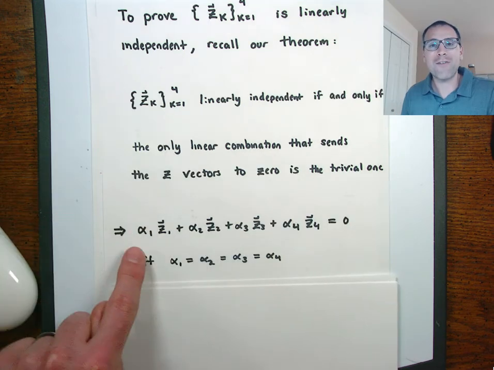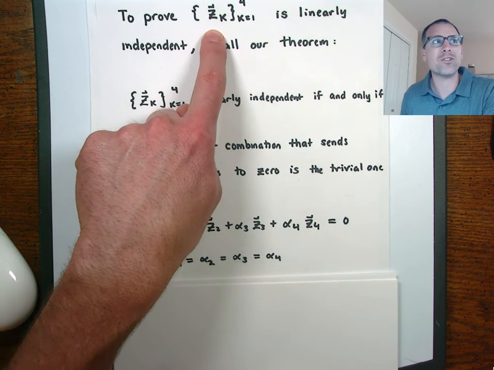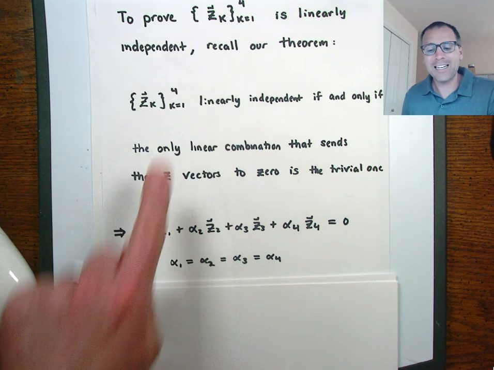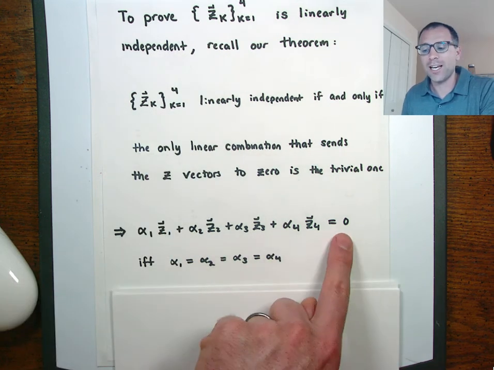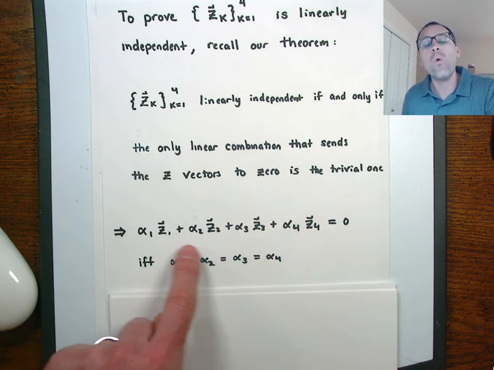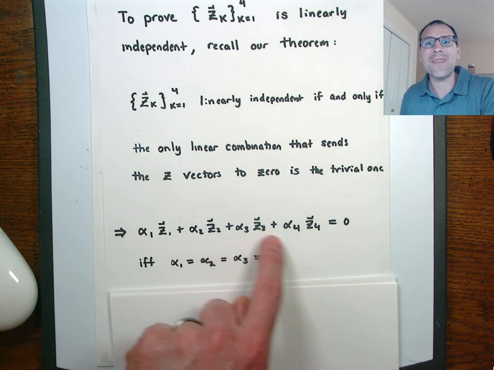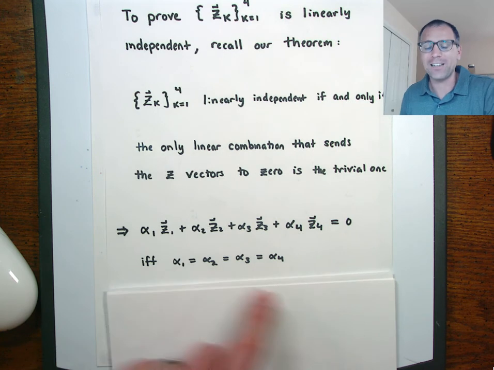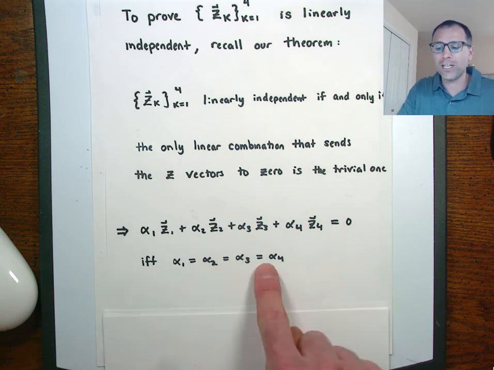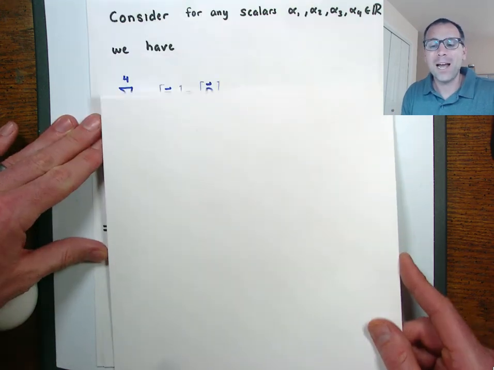In other words, if I want to prove that this set of vectors is linearly independent, I need to consider any linear combination that gets sent to 0 and show the only way for that to happen is if the individual scalars in that linear combination are exactly equal to 0. All of those scalars should be 0. With this in mind, we can set up our proof.